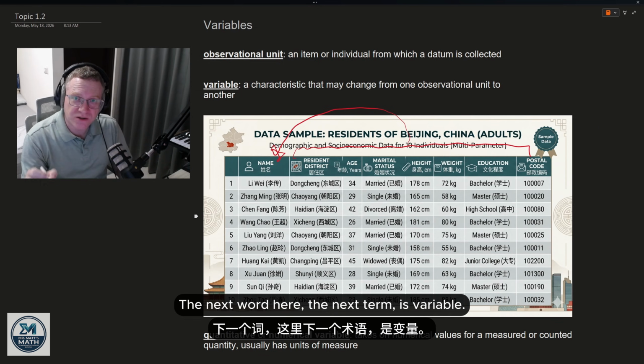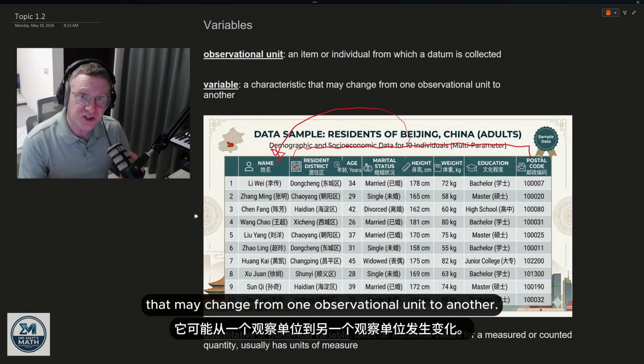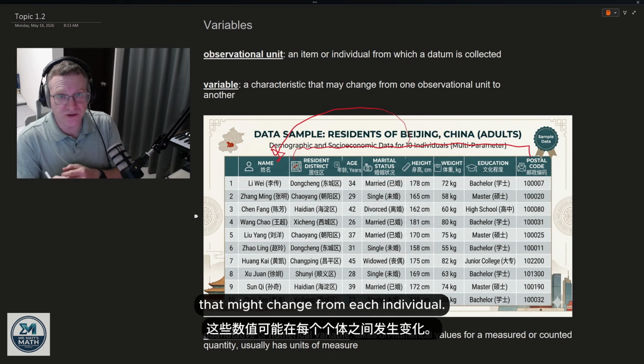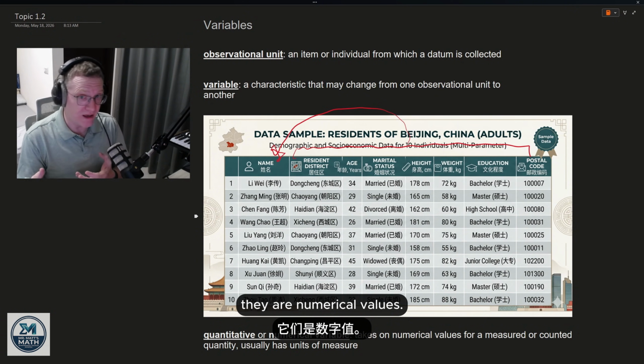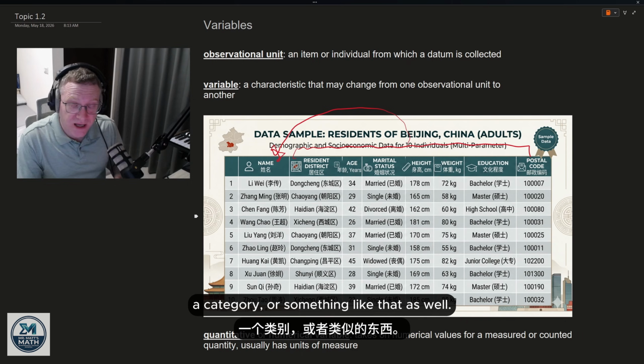The next word here, the next term is variable. And a variable is just a characteristic that may change from one observational unit to another. All right, so variables are values that we measure or collect that might change from each individual. And when I say values, I don't necessarily mean that they are numerical values. They could just be a word, a category, or something like that as well.